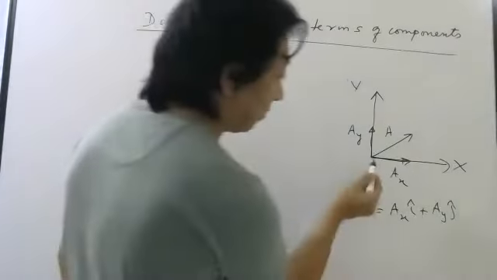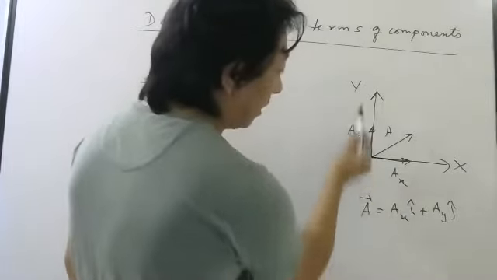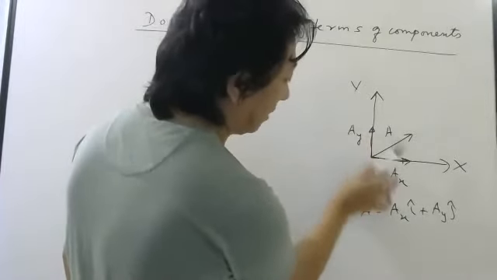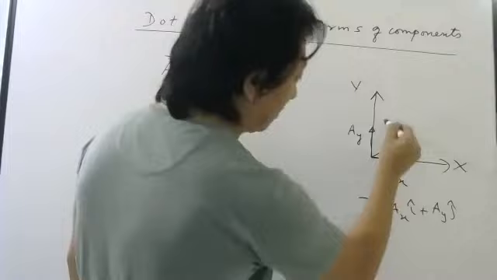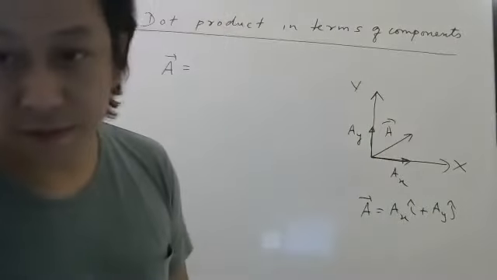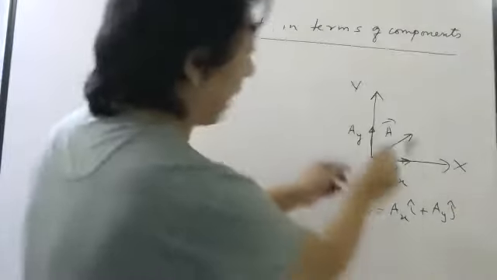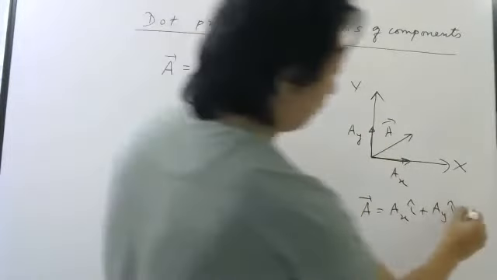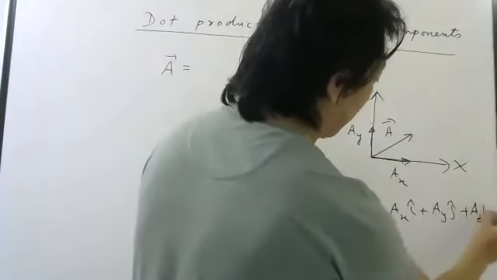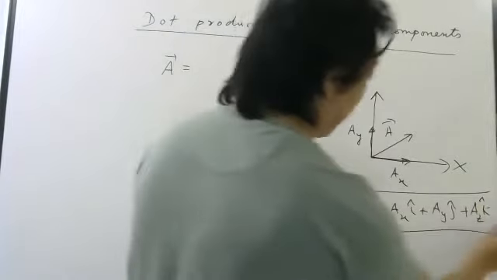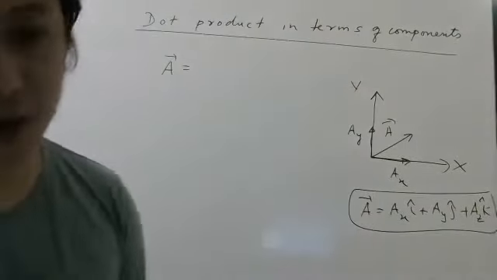Because AX i cap means this vector, AY j cap means this vector. If you add these two vectors, you will get this vector, which is A bar. You remember? Okay. Now let us go to three dimensions. In three dimensions, you have to write AZ k cap. So this is how we write a vector in the form of components.